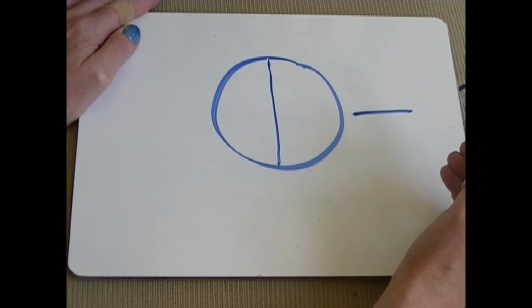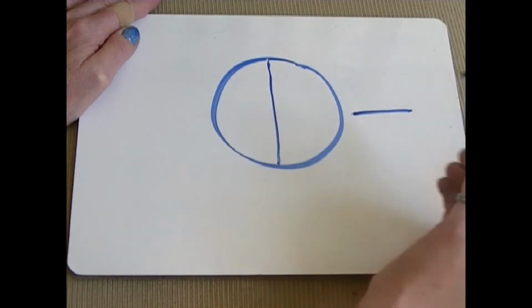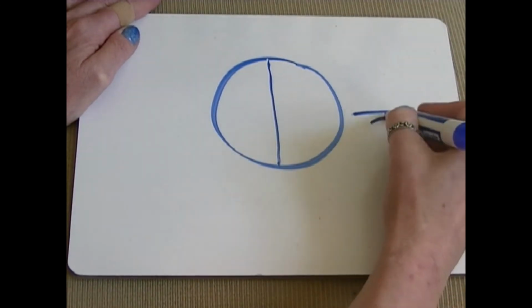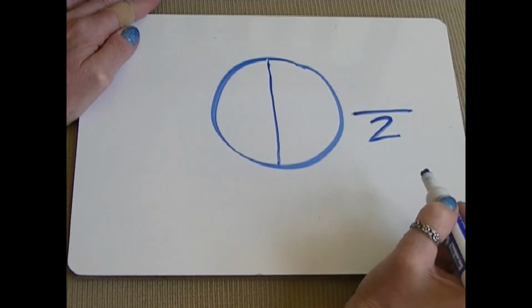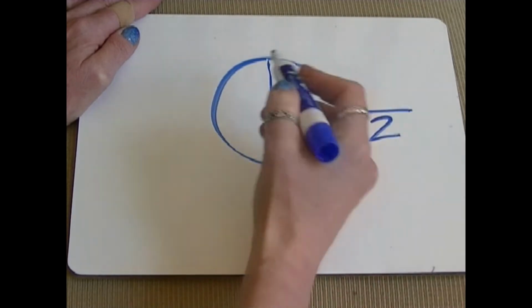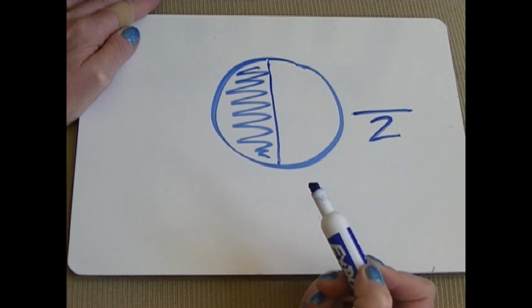Let's take a look at our pizza so that we can figure out the denominator. How many pieces are there all together in our pizza? 2. So that number goes on the bottom. Now let's pretend that I was extremely hungry, and before my friend even came over to share pizza with me, I ate this much of the pizza.